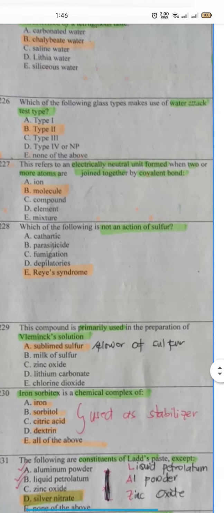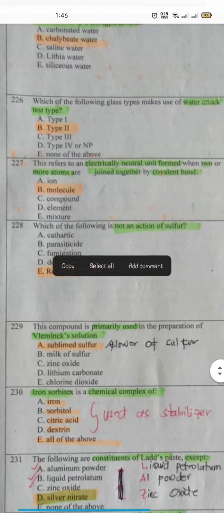227. This refers to an electrically neutral unit formed when two or more atoms are joined together by covalent bond, that is your molecule. So, a molecule is the smallest particle of a pure chemical substance that retains its composition and properties. So, that is your molecule.